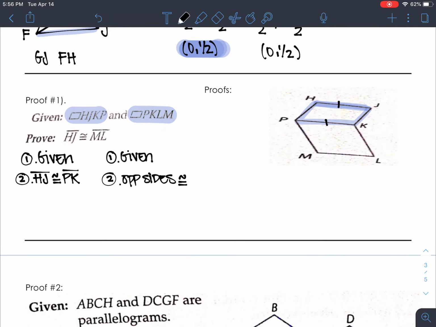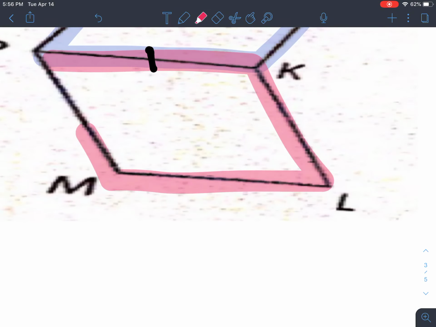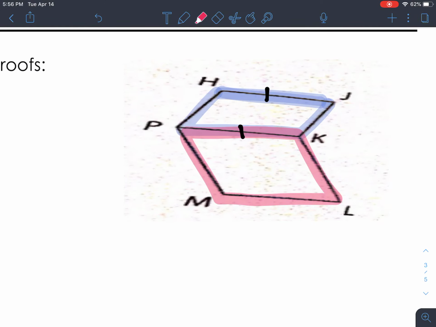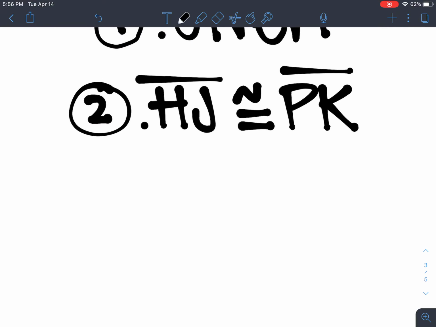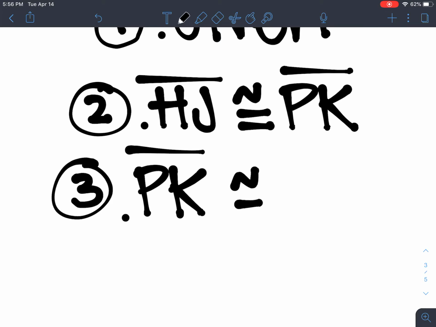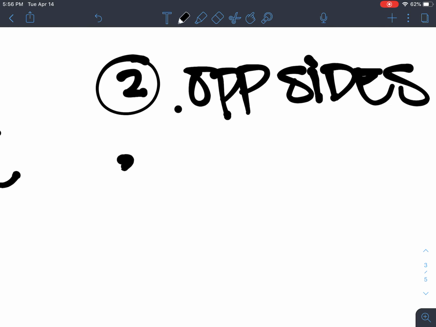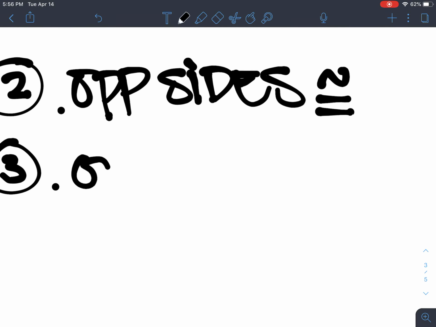Okay? All right, now let's look at this parallelogram PKLM. Okay, well, what do we know about that parallelogram? Same idea. We know all 7 things. All right, so let's take a look at PK. Well, what do we know? We know PK has to be congruent to ML. So segment PK has to be congruent to segment ML, and that is by the same thing. Opposite sides are congruent.